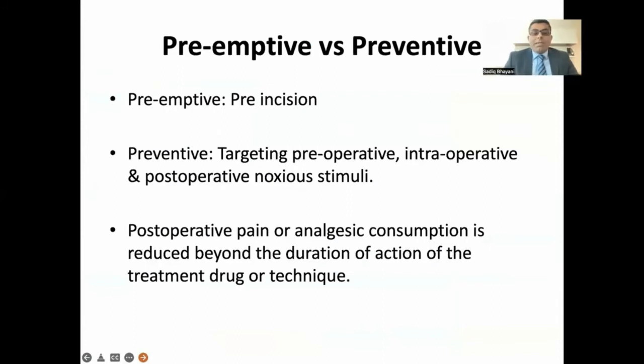When we talk about acute pain management, there's a concept of preemptive and preventative anesthesia. Preemptive anesthesia is given before the incision, and preventative targets the preoperative, intraoperative, and post-operative noxious stimulus.